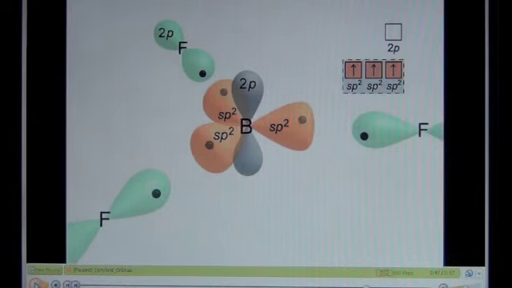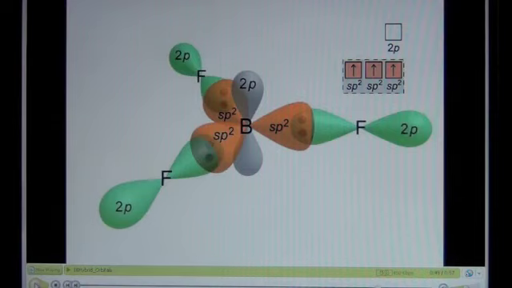Now we're ready for the fluorines to come in and overlap and create a sigma bond, a single bond, that is a sharing of 2 electrons directly between the nuclei of 2 adjacent atoms. So let's go ahead and bring in the fluorines and create those 3 sigma bonds. And now you see the bonding that occurs in BF3. So what we have here are 3 hybrid orbitals to explain the equivalent energy bonding in BF3.